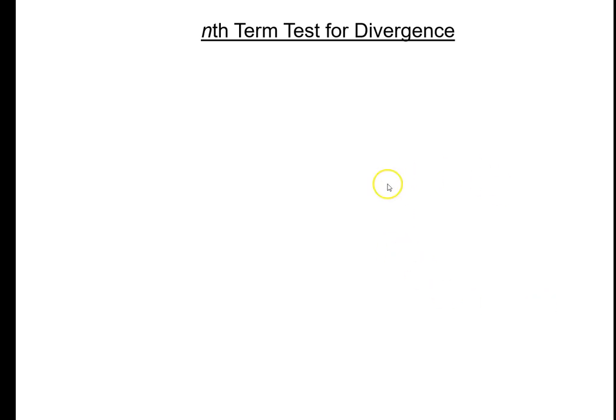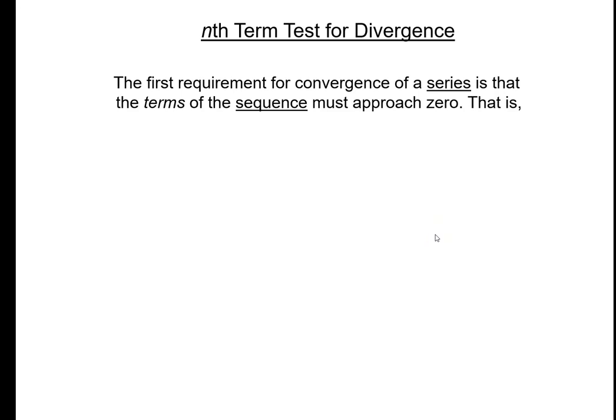Now this is the next test we're going to have, which is to tell if a series diverges. So it says, note that the first requirement for convergence of a series is that the terms of the sequence a sub n must approach 0. In other words, if this infinite series is going to converge, then the limit as n approaches infinity of a sub n, whatever this term is right here, has to be 0.